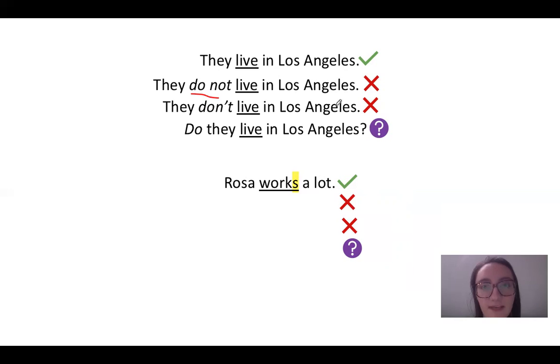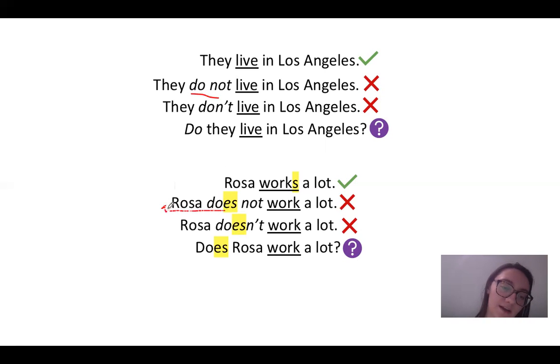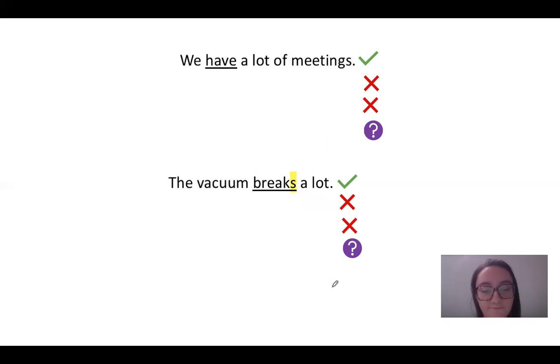Rosa works a lot. How do we make it into a negative? Rosa does not work a lot. Or Rosa doesn't work a lot. But we all know that Rosa works a lot. And does Rosa work a lot? That's the question. How you make a question: you just put the does right at the beginning, right here. So does Rosa work a lot?